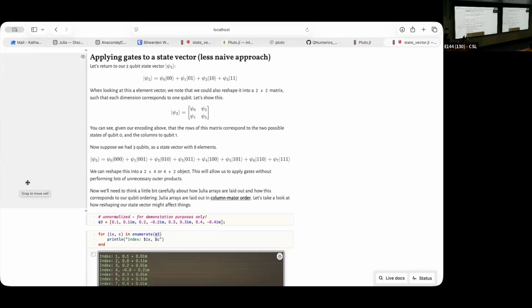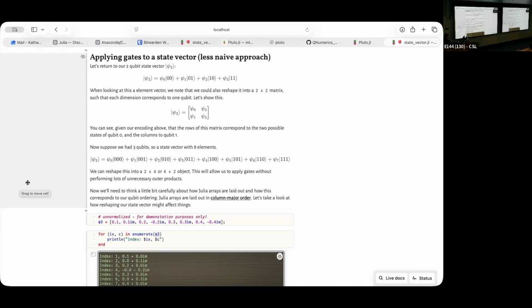And if you had 3 qubits, i.e. a state vector with 8 elements, you could then reshape this into a 2 by 2 by 2 or a 2 by 4 or 4 by 2 object. So what's nice about this is if we're a little bit careful about how we do the reshaping, we can apply gates without having to perform a huge number of these outer products.